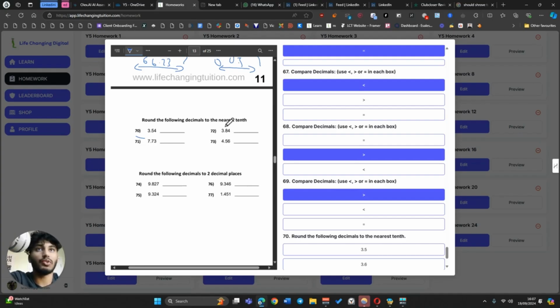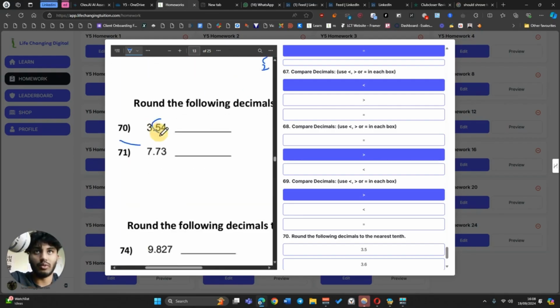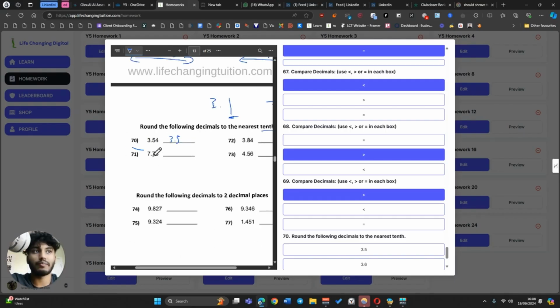Question 70. Round the following decimals to the nearest tenth. So the nearest tenth means like 3.1 or something like that. That's a tenth. If you think about it, 1/10 is equal to 0.1. So this place right behind the decimal, that's the nearest tenth. So we have to round it to 1 decimal place. If we look at the 4 here, that has to round down. 5 rounds up, 4 rounds down. So this should actually be 3.5.